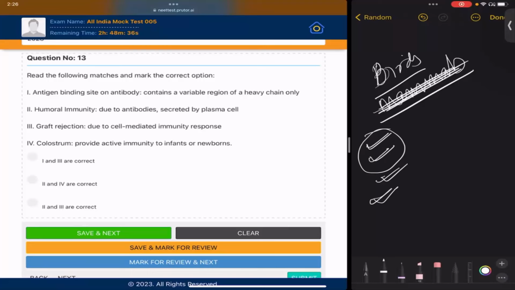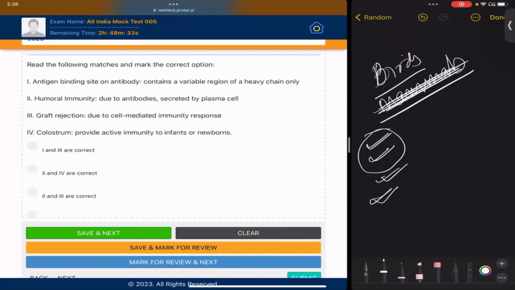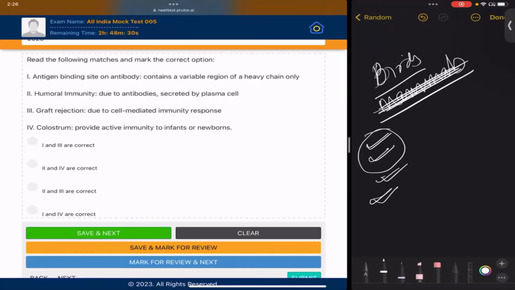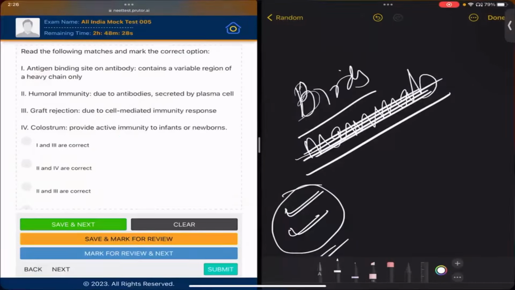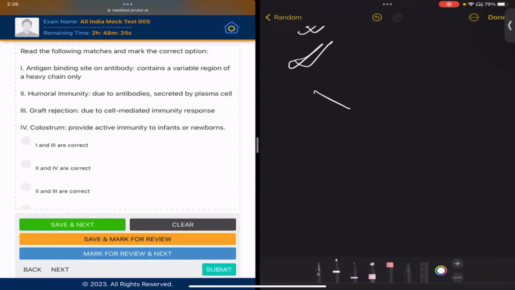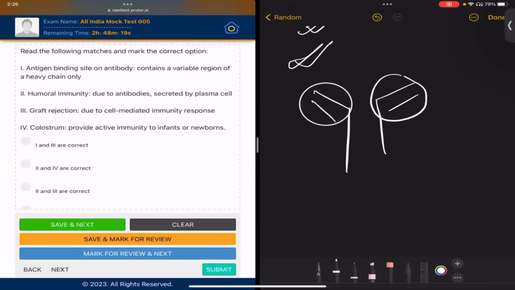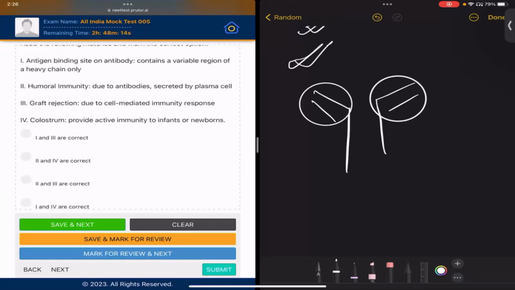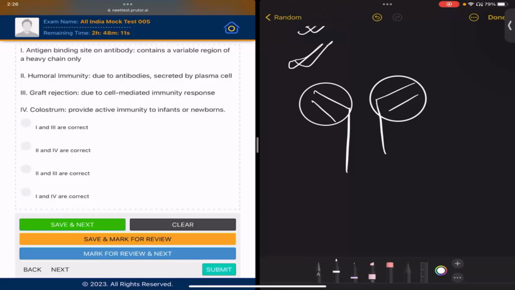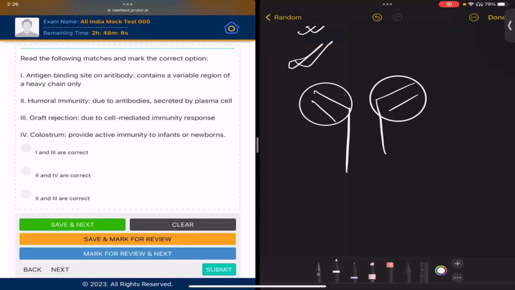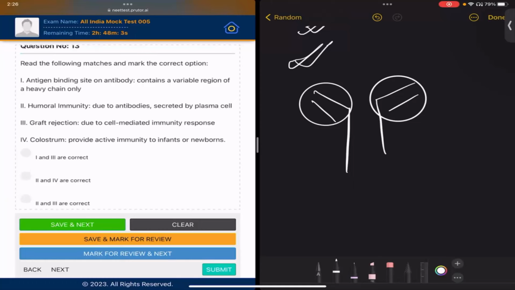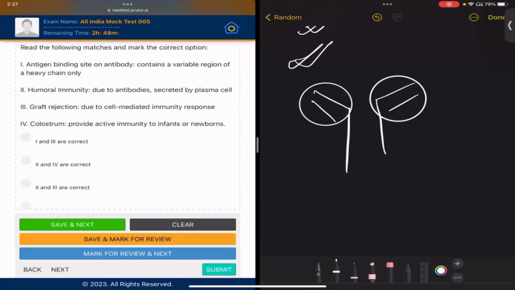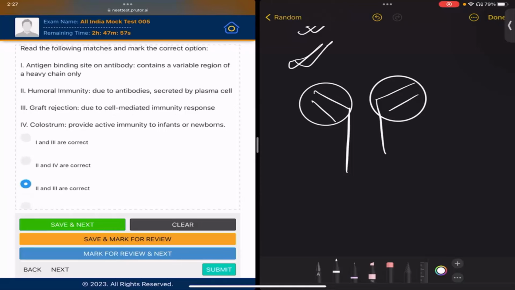Read the following statements and mark the correct option. Antigen binding site on antibody contains the variable region of heavy chain only. No. If we look at the structure of an antibody, it is kind of like this. So this is the heavy chain, this is the antigen binding site, and it has the heavy chain as well as the light chain. Okay. So option number 1 is incorrect. So the first and fourth options are not going to be the correct answers. We'll see statement number 3, graft rejection is cell mediated. Okay, this is correct. So option number 3 is correct. So this should be the correct answer.